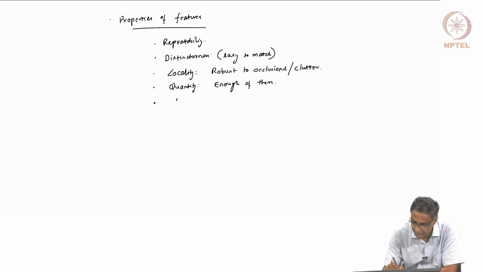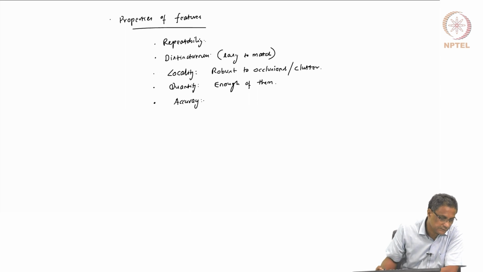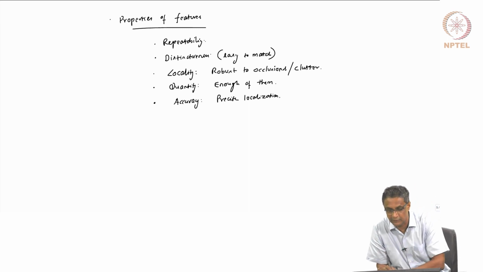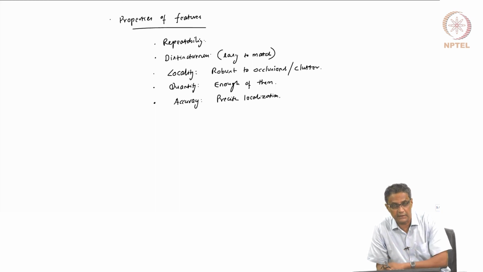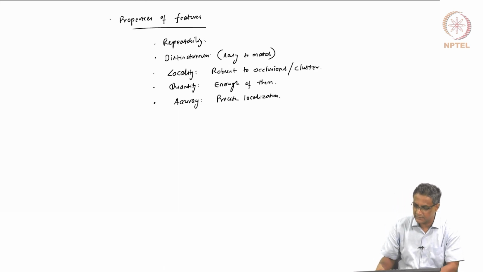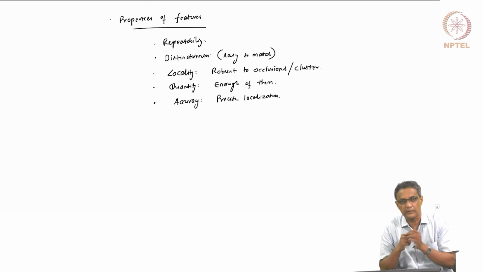Then accuracy. By accuracy, what we mean is that it should be a precise localization. That means you should be able to tell where the feature is exactly. Locality simply means that you can derive the feature out of a local area, but that doesn't say how precise you are in telling where that particular feature is. So accuracy in terms of localization is most of the time all about where it is in the image.